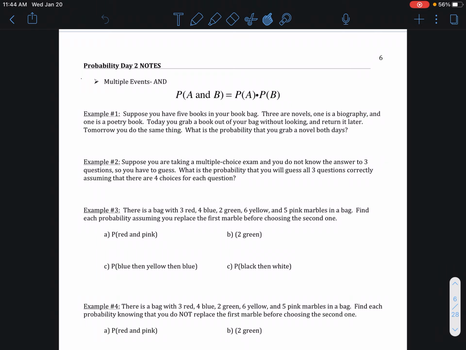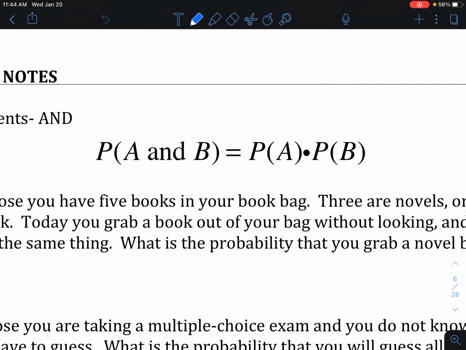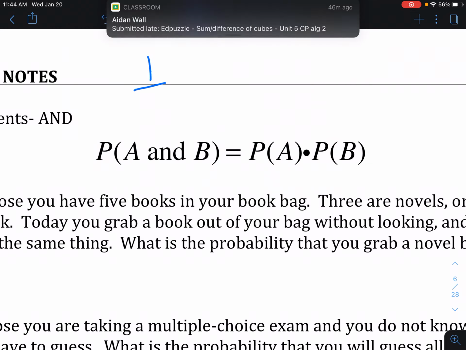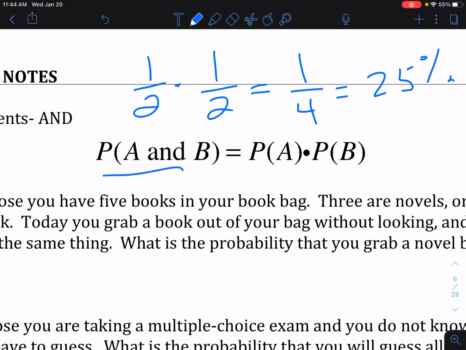Here's a basic problem. What's the probability of flipping a coin and getting heads twice in a row? That would be multiplication. For the first heads, 1/2, and then the second heads, 1/2, and you multiply them together, and then you'd convert to a percent. So the probability of getting heads twice in a row would be 25%. That's what this is showing right here: for the probability of two things happening in a row, you have to multiply their individual probabilities.